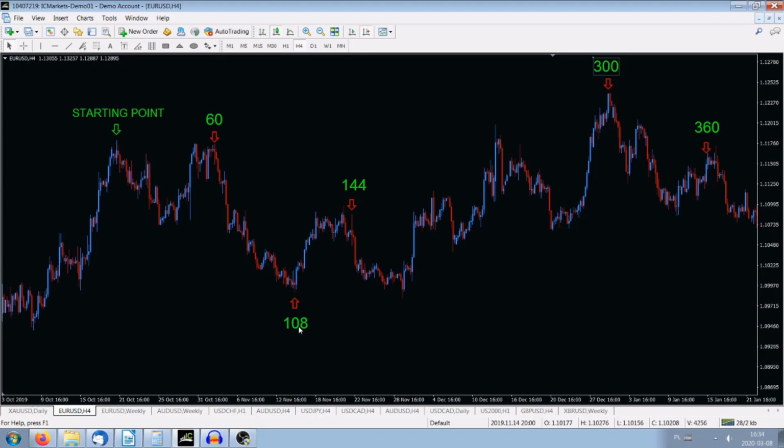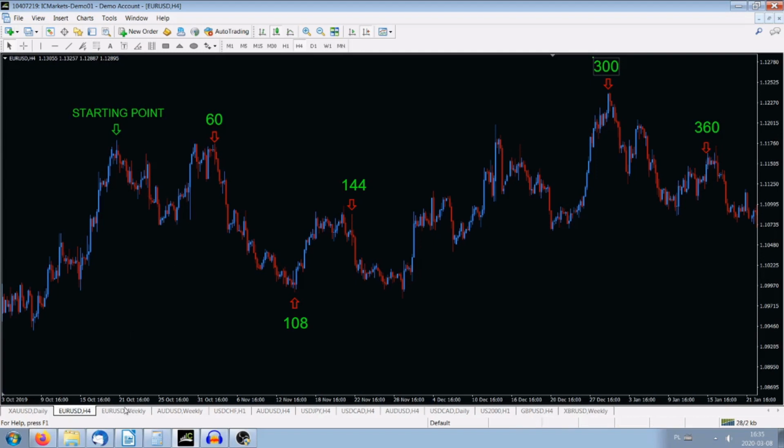So 108 candles from the starting point, or 48 candles from the 60 value, we got one turning point. 144 candles from the starting point, we got another turning point. And so on, you might check all of those. At 300, we've got an exact turning point again. At 360, which falls on this candle, not the very top. Sometimes it doesn't work straight to the candle, but it's another point where the trend has changed.